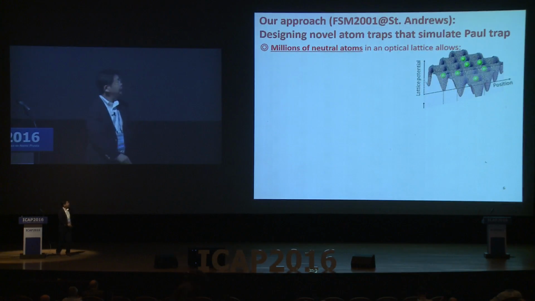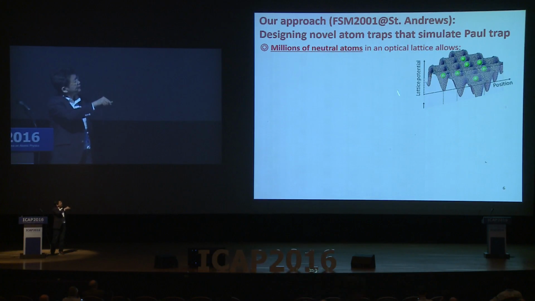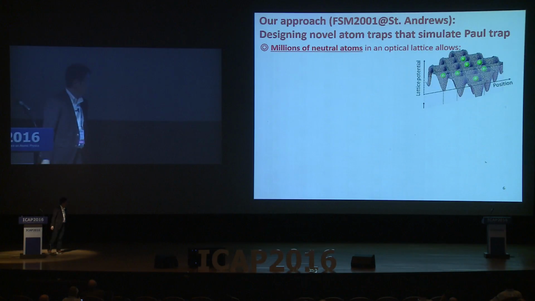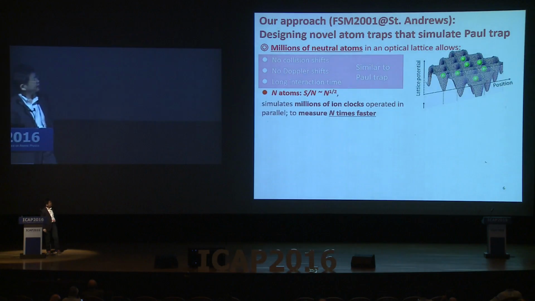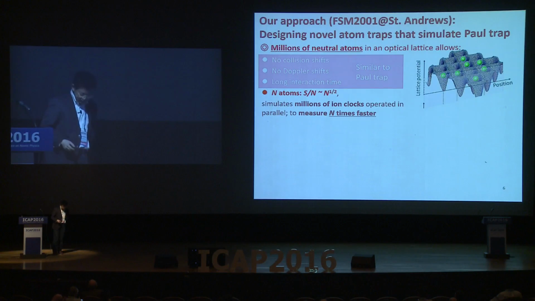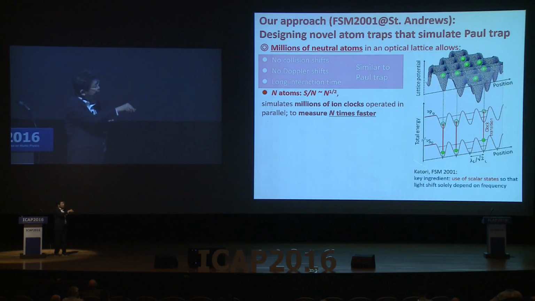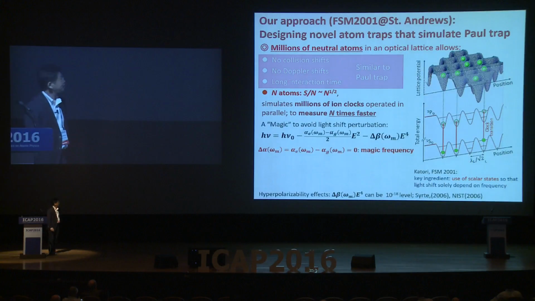So it was in 2001. We put the atoms in the optical lattice to eliminate collisions. And a good trick for the lattice clock, as Jun told already, is the elimination of the light shift perturbations by tuning the laser frequency to the magic frequency, which is given by this.